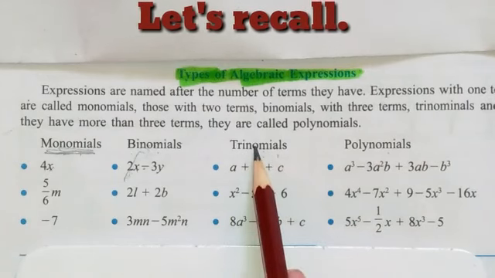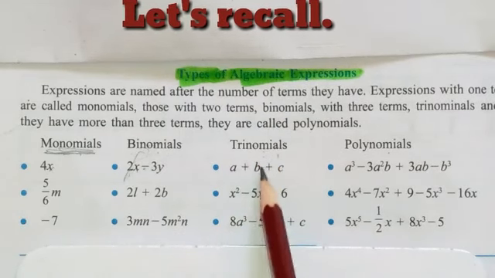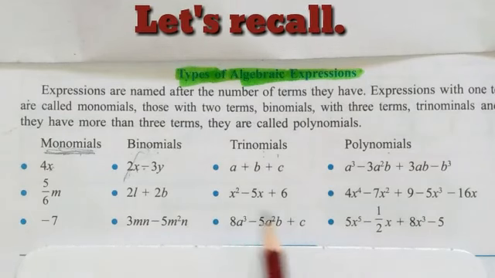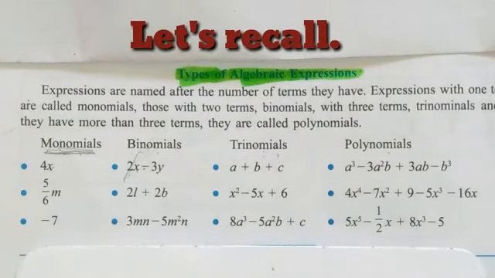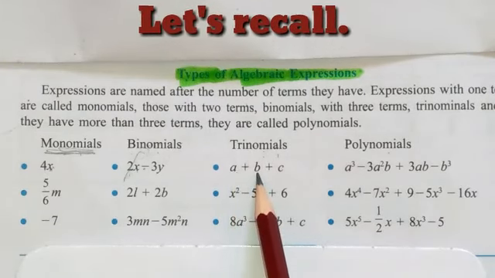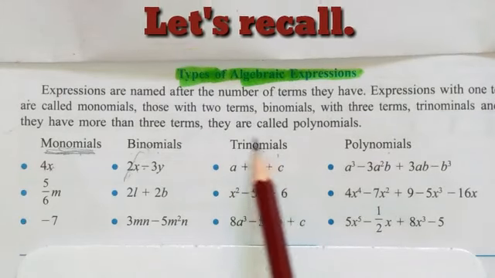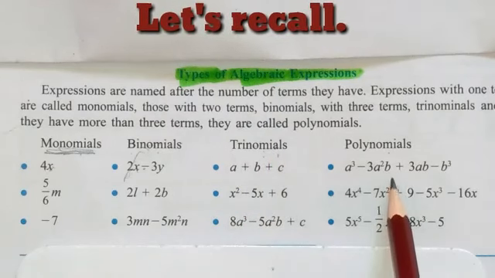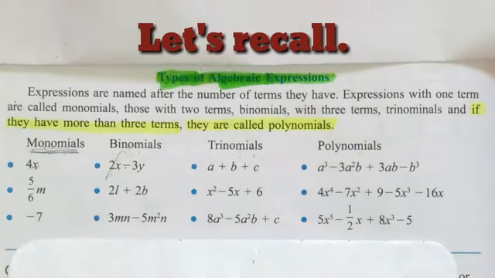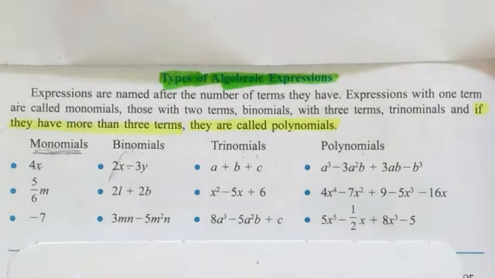The third type of algebraic expression is the trinomial. Trinomial means there are three terms which are joined with mathematical operations, that is addition, or it might be subtraction or might be multiplication also. So this A is the first term, B is the second term and C is the third term. So these three terms together are called a trinomial. But students, if they have more than 3 terms, then they are called polynomials. So let's learn more about these polynomials in today's video.